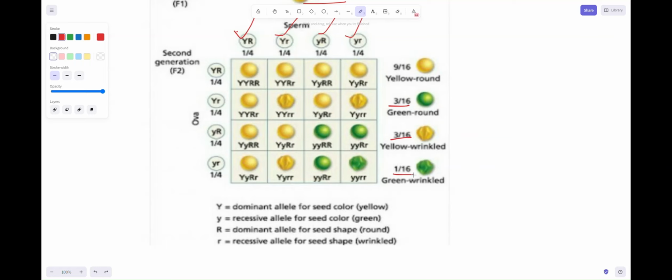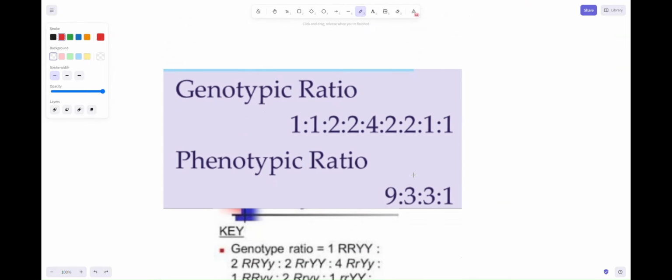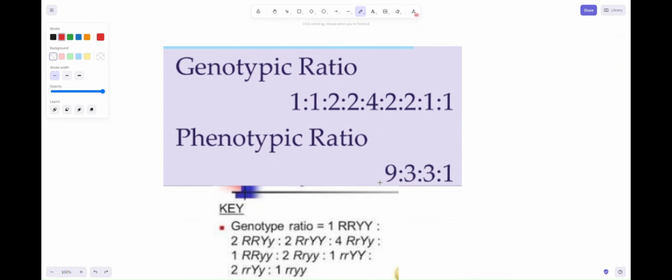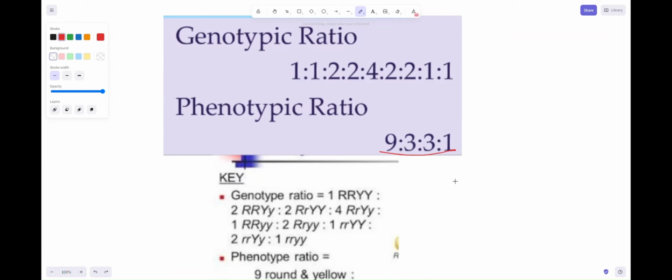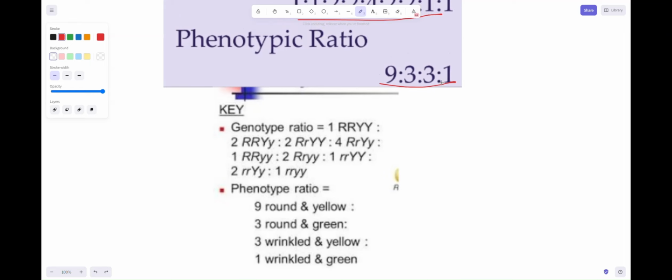So the phenotypic ratio is 9:3:3:1 and the genotypic ratio is a bit complicated, you can see here. These two crossings are the basis of the law of inheritance. In the next video I will discuss the law of inheritance. I think the concept is clear. You have recalled everything you studied in class 10.